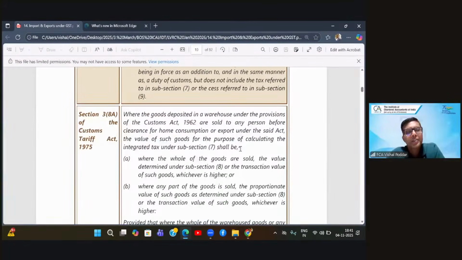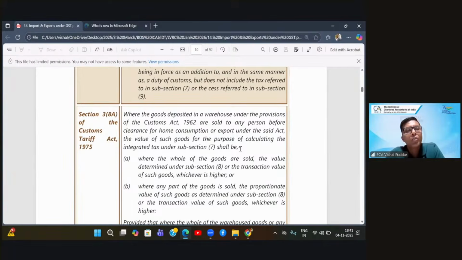Now, first point is, when you sold the goods to me, definitely you would have sold it with some margin. First question is, what is the GST implication on you when you are transferring these goods which are lying in customs bonded warehouse?